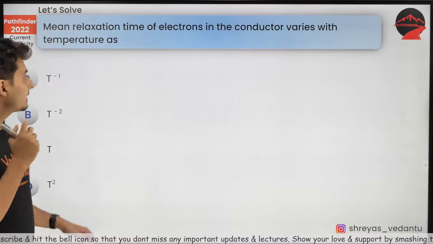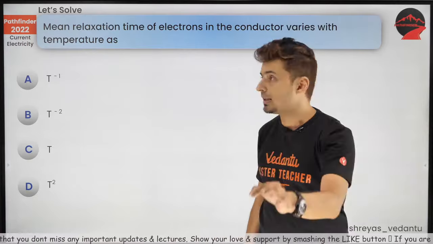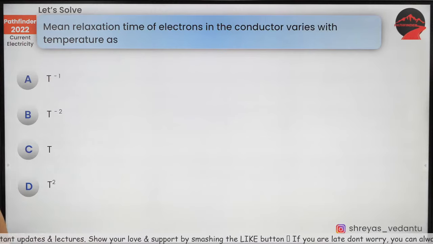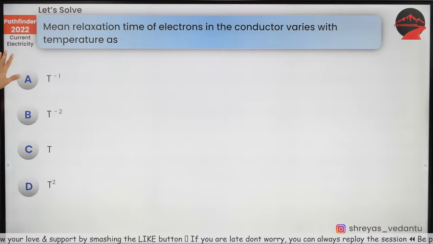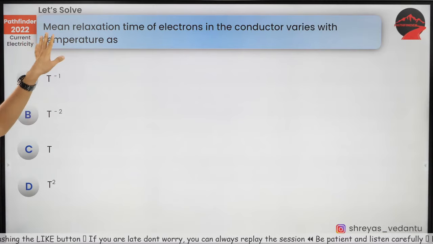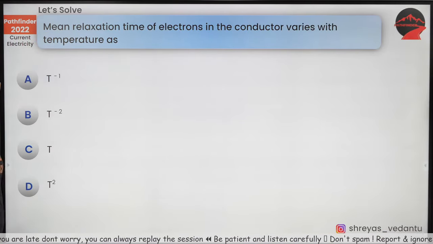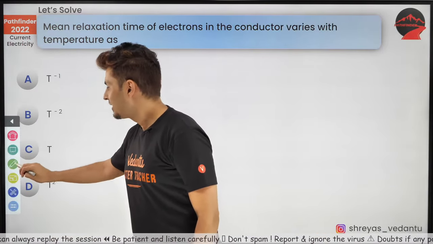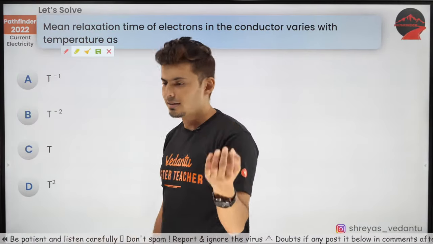The mean relaxation time of electrons inside a conductor varies with the temperature as which power? Come on, think about it. How is the relaxation time dependent on the temperature? Okay, a lot of you are saying B. Some of you are saying A. Ashwara is saying C. Think about which formula you are going to use. Relaxation time, guys, and resistance.